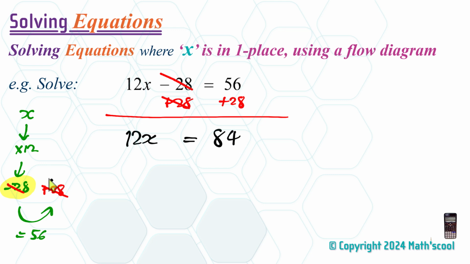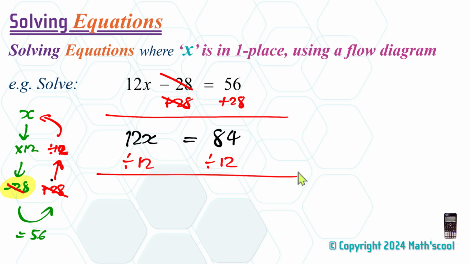Okay, let's carry on with our flow diagram. We need to do the opposite of times 12, which would be divided by 12. Divided by 12 should take us back to the x. So divide by 12, divide by 12, and that's going to cancel out with the times 12. So that's going to leave us with x equals, and 84 divided by 12 is 7.